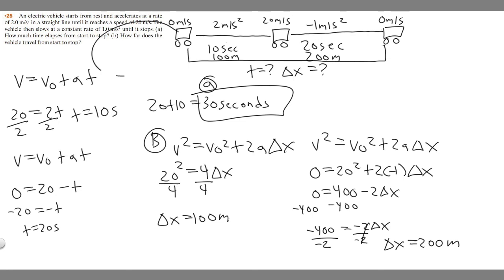And so if we're trying to find how far it travels total, so from here to here, we just add them up. So 100 plus 200, it's going to be equal to 300. And keep in mind we're using meters. So 300 meters. And so that's going to be your answer for B.